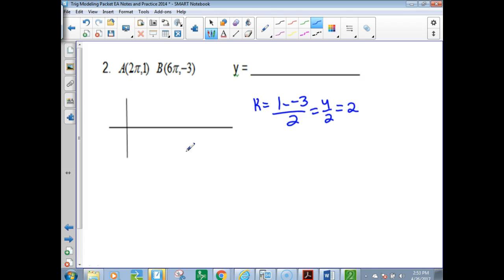Okay, so my center line's at 2, and what's my amplitude? 1. I'm sorry, I did that backwards, didn't I? No, I'm sorry, I gotta flop those. I subtract to get my amplitude. I add to get my center line.